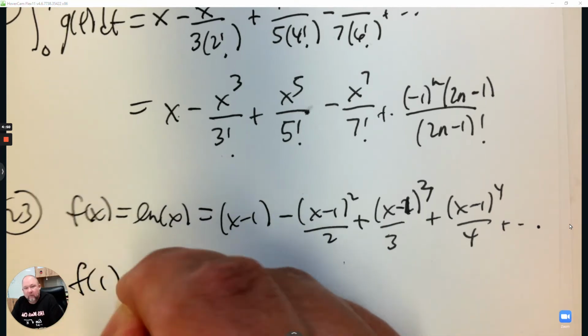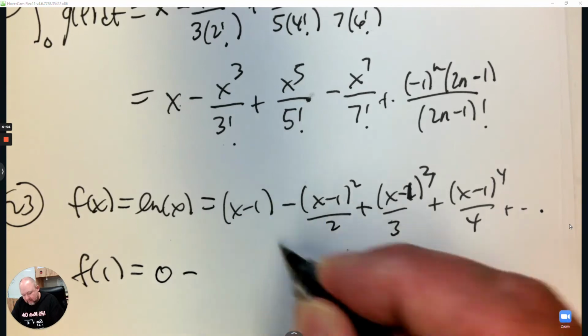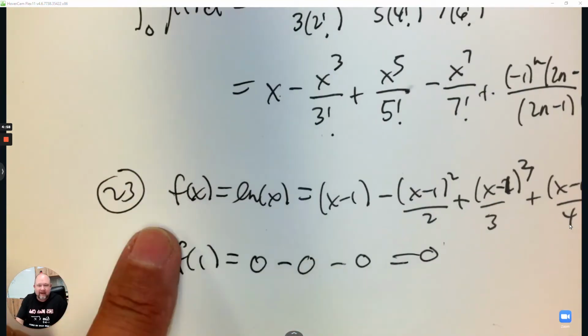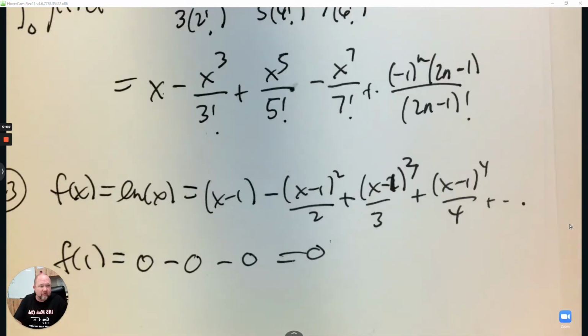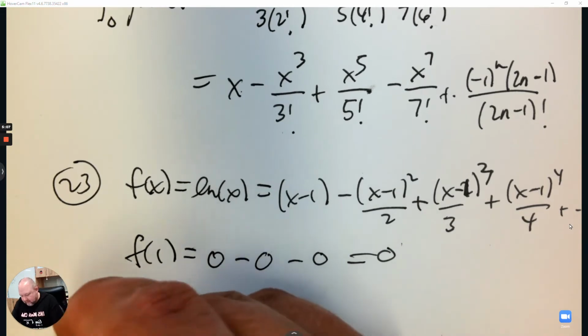If I plug 1 into this series, well, what's 1 take away 1? So you can see that f at 1 does equal 0, which is what it is, right? ln 1 does equal 0. We're showing it as a series that does match. All right, now we're going to do some review questions.